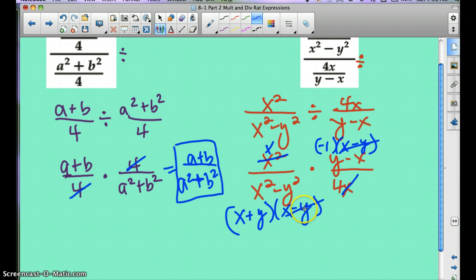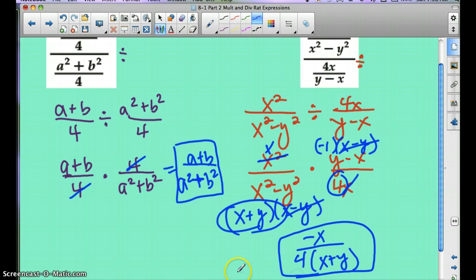Alright, so anything else that we can cancel out? I don't think so. So our final answer is going to be a negative x over, looks like we just have 4 and x plus y. So it'll be negative x over 4 times (x plus y). Very good.